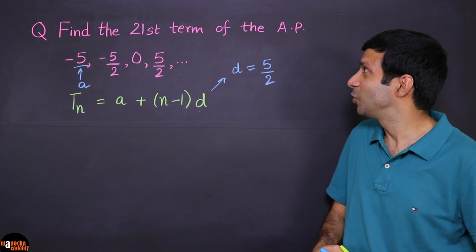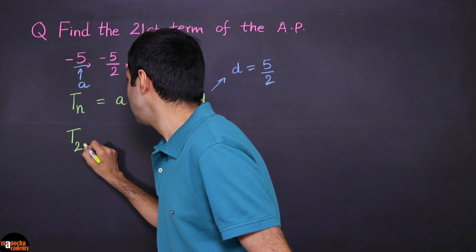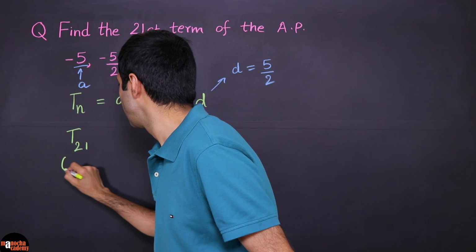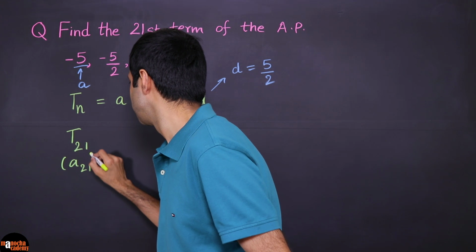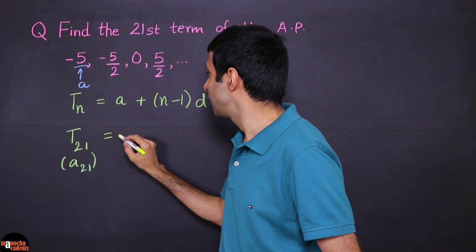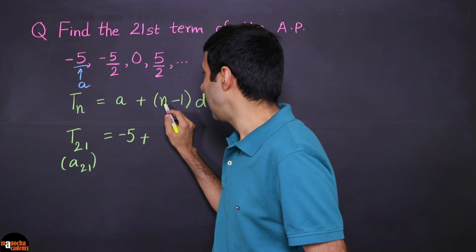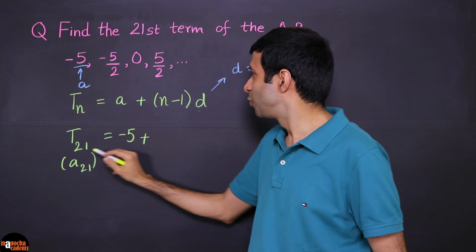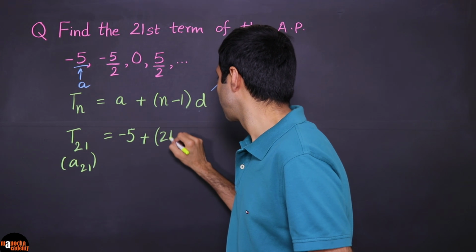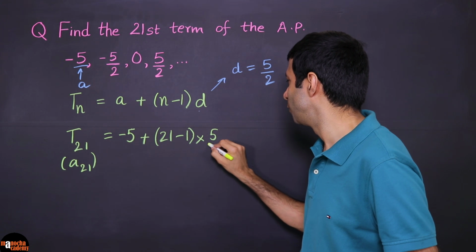So we've got our D, the common difference here. Okay? And since we need to find the 21st term, we need to find T21, or you can also denote it by A21. Okay? So that's going to be A plus, so we're going to substitute the value minus 5 here, plus n. Here n is going to be 21 minus 1 times the difference, 5 by 2.